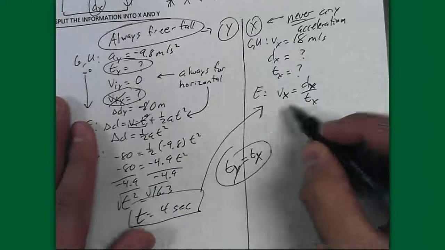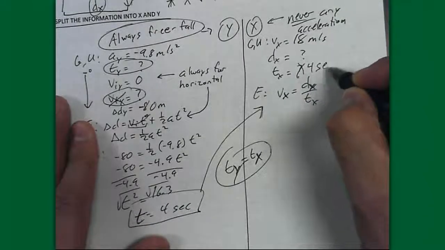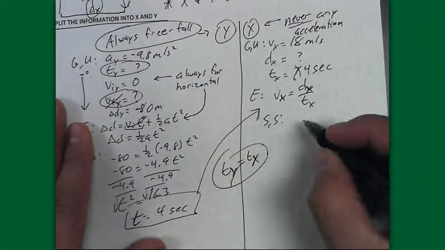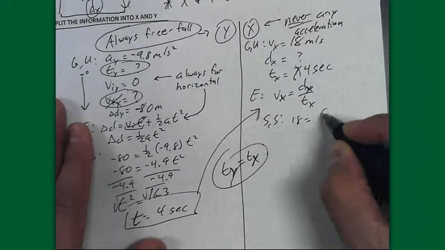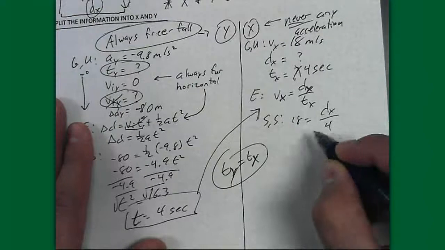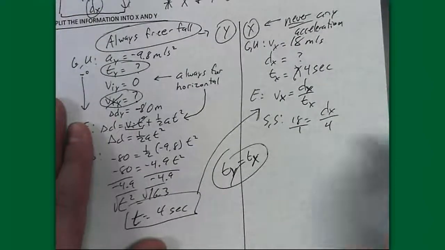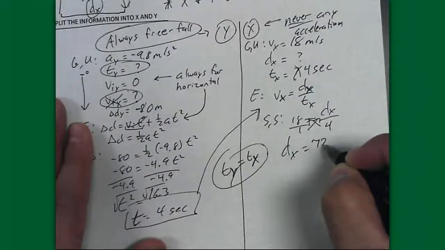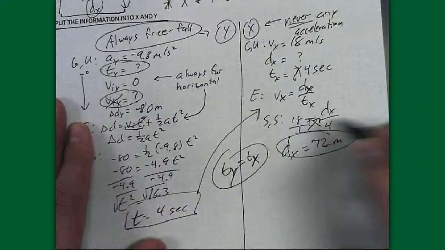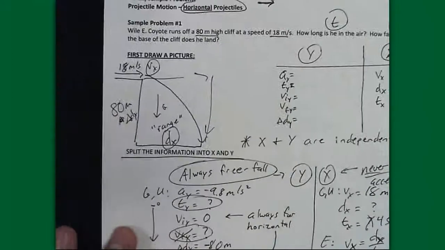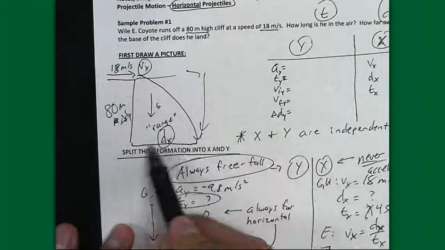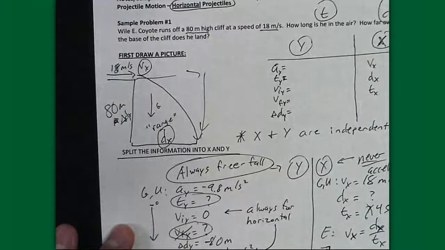So I'm going to drag time across here, put it in, 4 seconds, which means now I can substitute and solve this equation. 18 equals dx divided by 4, understood to be over 1. Cross multiply or multiply both sides by 4, and you get 72 meters for distance in the x direction. So when he does this, it takes him 4 seconds to get to the ground, and he moves 72 meters in the x direction.